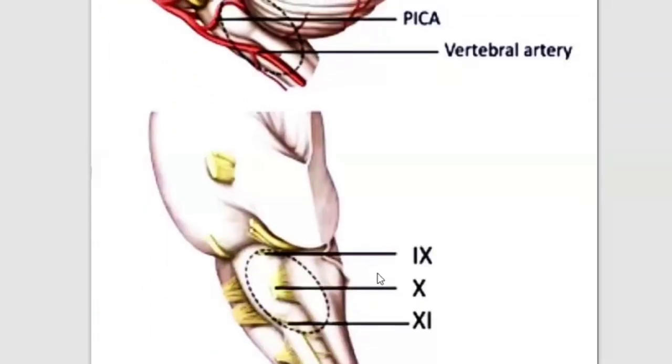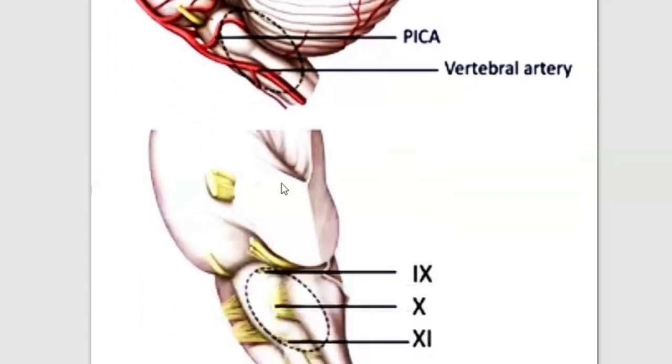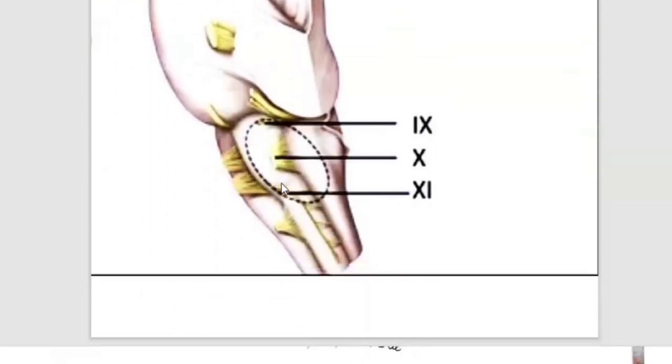PICA, and nerves 9, 10, 11. This is the vertebral artery, and this is the cisterna magna. This is the inferior surface of the cerebellum, and this is the posterior part of the medulla oblongata, which constitutes the cisterna magna space through which the vertebral artery and the PICA pass, and the nerves are the same, 9, 10, 11.